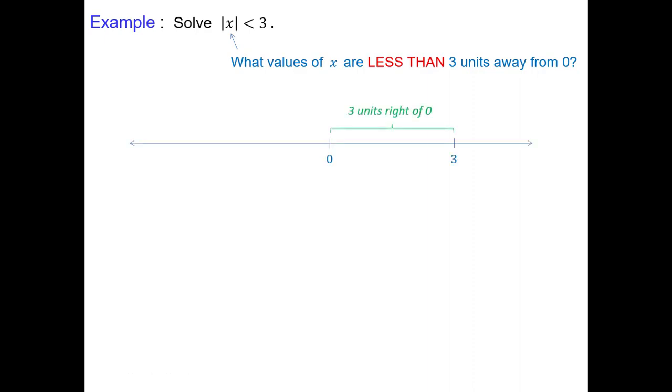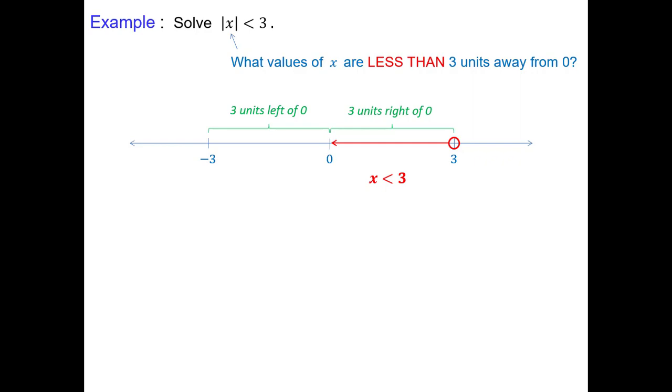Well, on a number line, just recognize that the number 3 is exactly 3 units away from 0. So that should indicate that the only values that are going to be less than 3 units away is anything in the region between 0 and 3. So I could see that it's everything less than 3 until we get to 0.